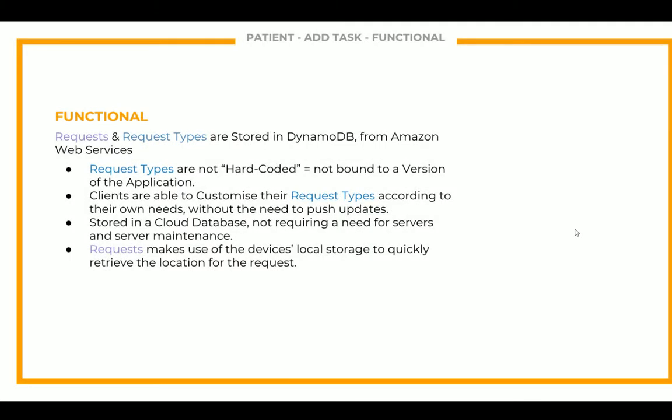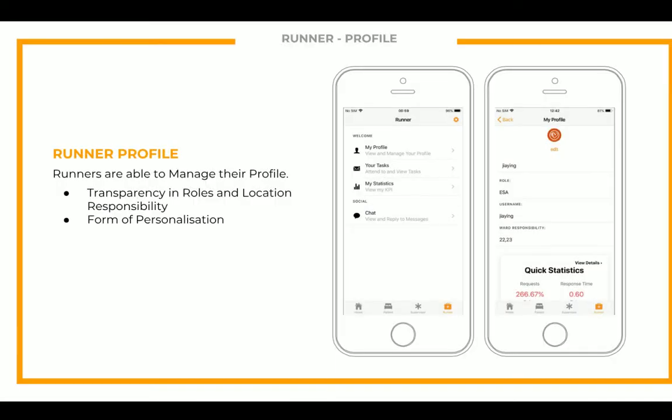Okay, so the requests and request types are stored in a cloud database, so it's not bound to a version of the application. Let's say you want to add new request types. You don't need to update the application. You just have to update it on the database, and it will be reflected in the application, which means you don't need to code or update applications to let the patients view all this.